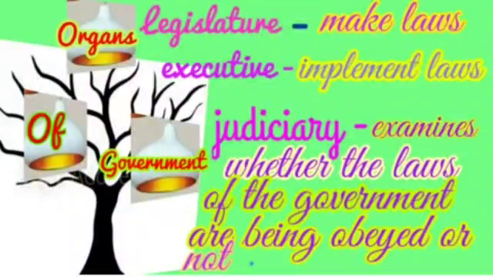Judiciary is represented by the courts in the country. In India, we have Supreme Court, High Court and the District Court. These are the 3 main courts in our country. And Chief Justice is the head of judiciary in India. So, there are 3 organs of a democratic government. First is the legislature that makes laws. Second is the executive that implements laws. And third is the judiciary, and judiciary examines whether the laws are being obeyed or not. These are the 3 organs.